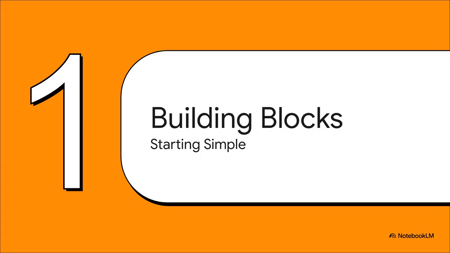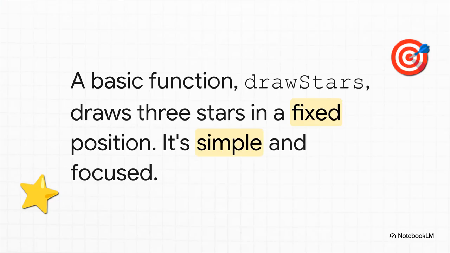All right, first up, coding with building blocks. To really get this, we're going to start with something super simple. Check this out. We've got a function here called drawStars. Its one and only job in the entire universe is to draw 3 stars on the screen in a very specific fixed spot. It's simple, it's focused, and you know what? It works perfectly. But what happens when we want to do more than just that?